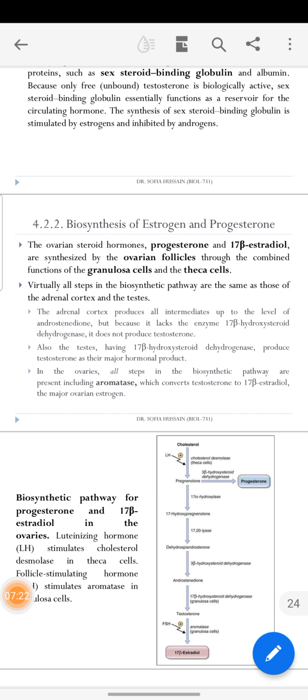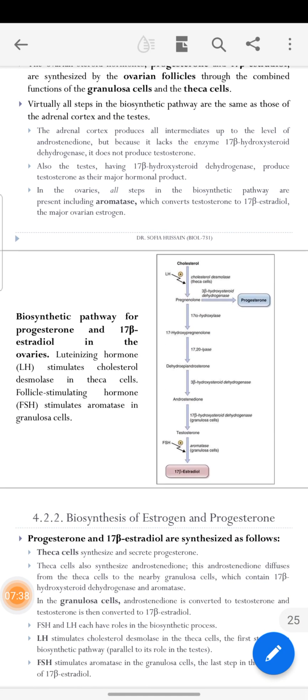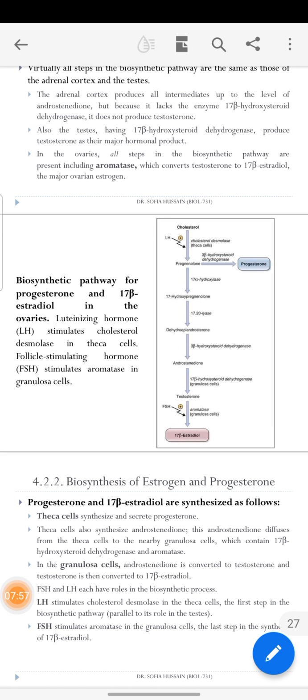How does the biosynthesis of the female hormones, estrogen and progesterone, occur? Granulosa and theca cells are involved in it, and the aromatase enzyme converts testosterone to 17 beta estradiol, which is a female hormone. In the picture I have also mentioned, at the second step, progesterone is secreted out and cholesterol is converted with the following steps. At the end, FSH is also involved and 17 beta estradiol is formed.